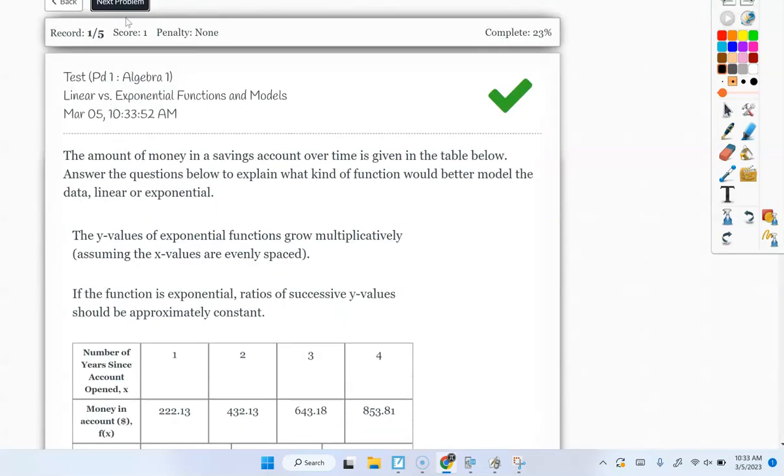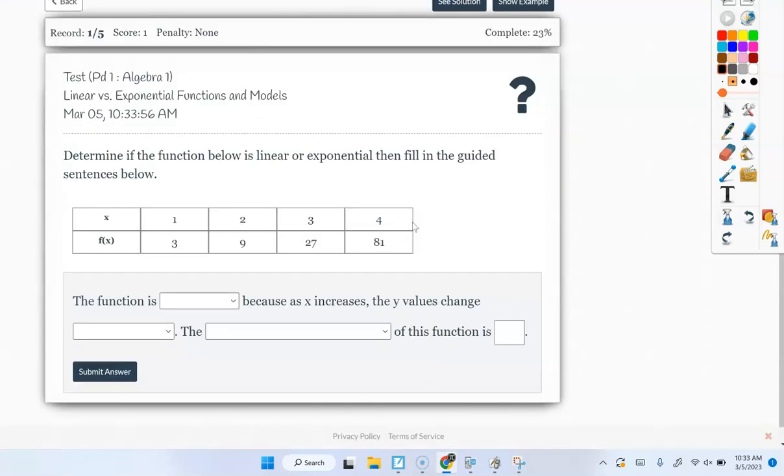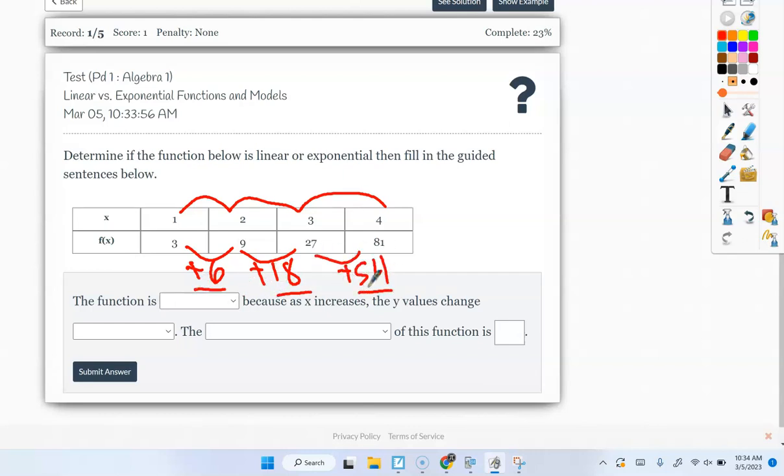All right, let's try one more. Looks here to be adding one, adding one, adding one, and then here I could say plus 6, and here I could say 27 minus 9 is plus 18, and then I could say 81 minus 27 would be plus 54, but you notice how significantly different these are. So it's probably not a linear model.